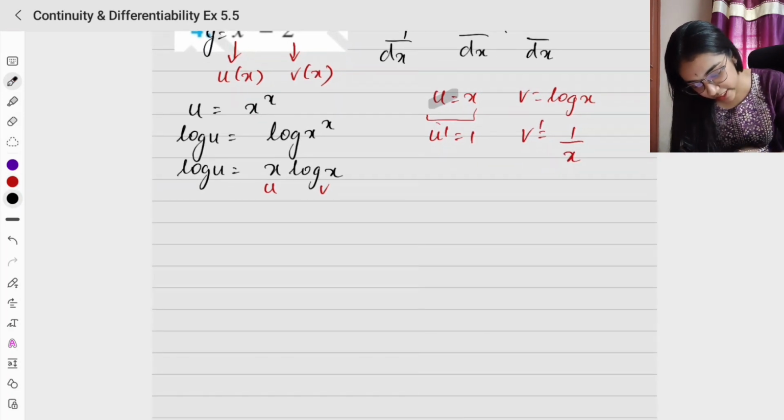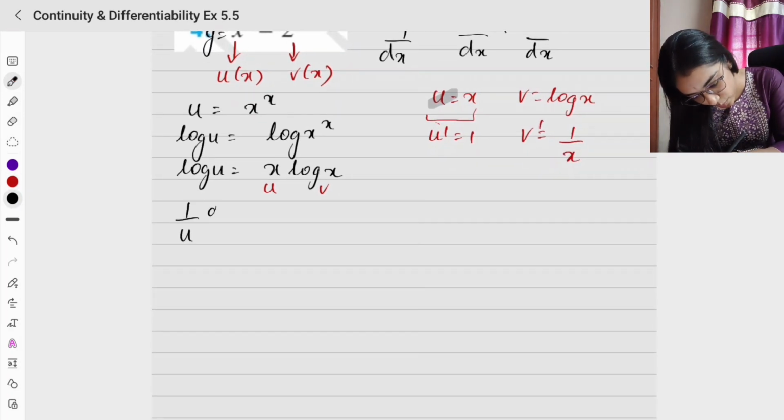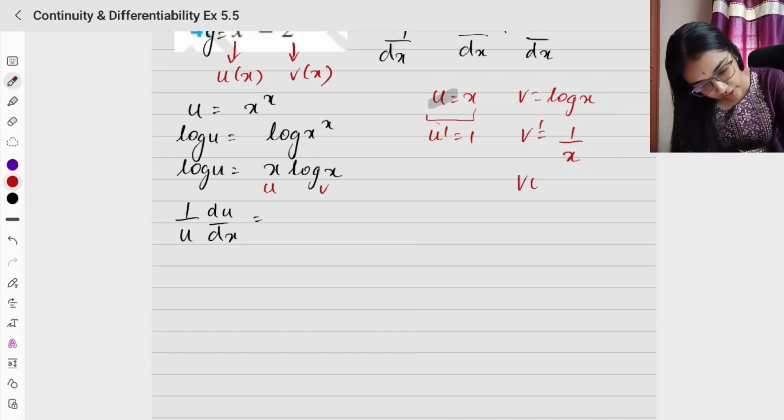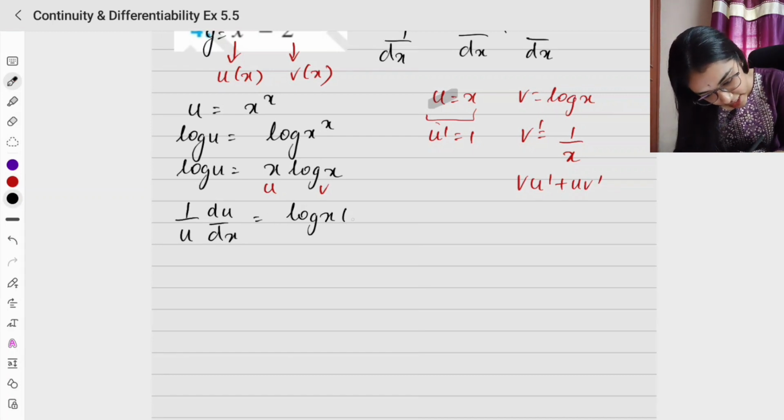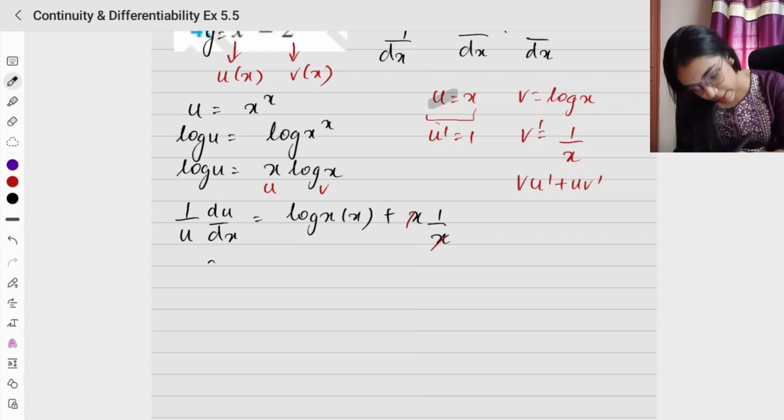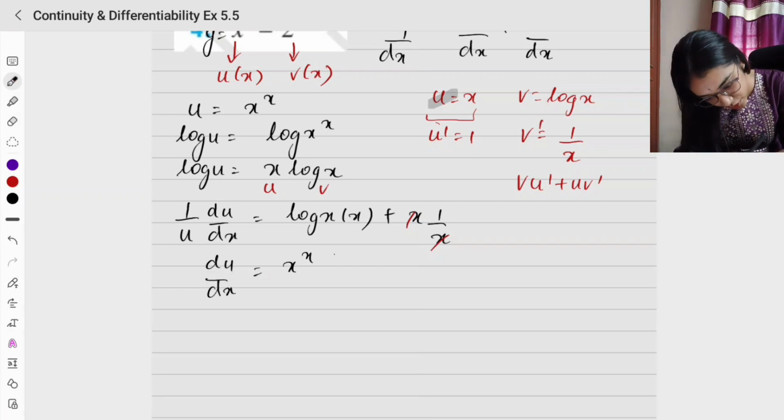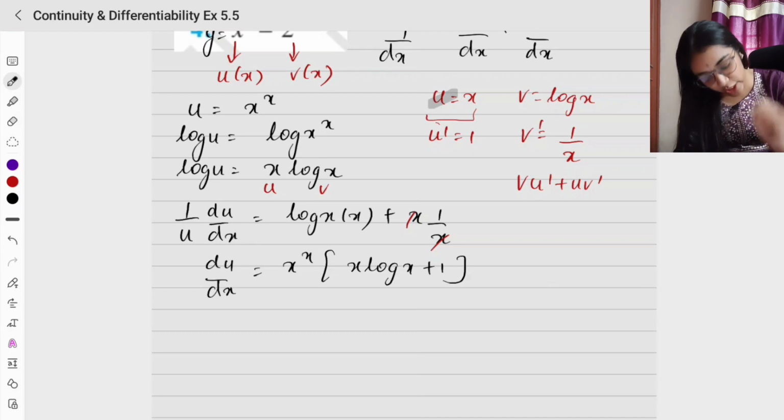So when I simplify this, when I take the derivative on both sides, 1 by u du by dx is going to be vu dash plus uv dash. Correct? So vu dash is log x times 1, plus uv dash, which is x times 1 divided by x. So the x and the x are going to get cancelled. So du by dx is going to be u times, which is x to the x times log x plus 1. I have found du by dx.